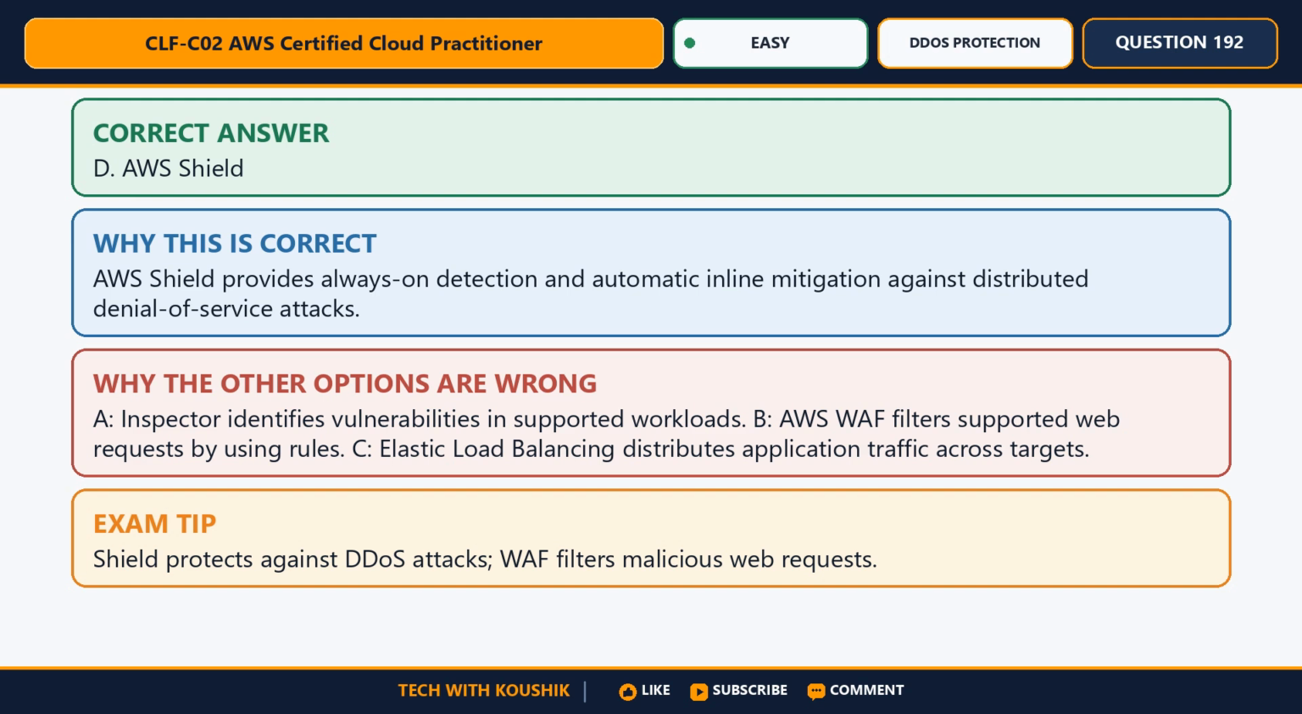A, Inspector identifies vulnerabilities in supported workloads. B, AWS WAF filters supported web requests by using rules. C, Elastic Load Balancing distributes application traffic across targets. Exam tip. Shield protects against DDoS attacks, WAF filters malicious web requests.